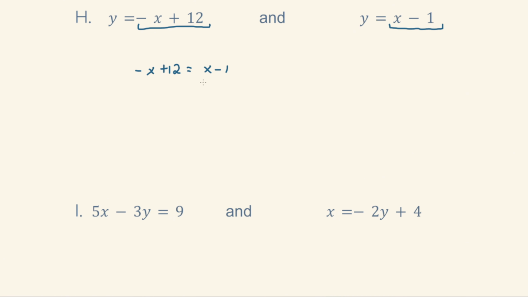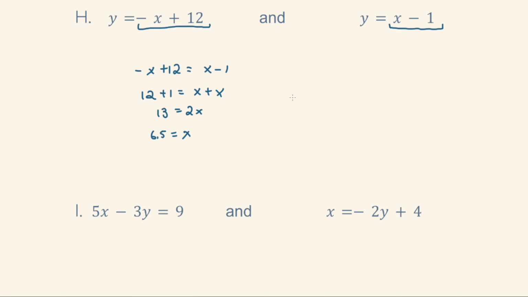Okay, let's bring the x's to the right and bring my constants to the left here. So I'm going to get 12 plus 1 is equal to x plus x. Okay, this is 13, this is 2x. So 6.5 is equal to x.